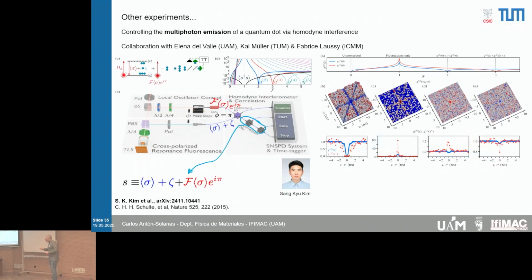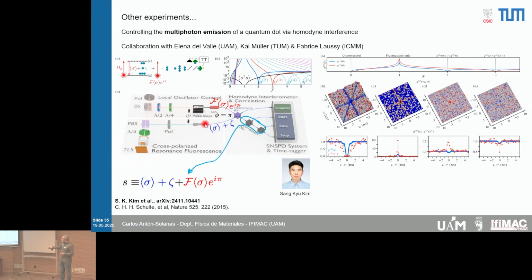Then very quickly, and this is because I have a collaboration with Fabrice Lossy that is also working in the ICMM, I would like to discuss some recent results obtained in the group of Kai Müller, where I had the chance to give a little help with the homodyne detection. And in this experiment, basically, we are resonantly driving a quantum dot, generating a continuous stream of single photons.